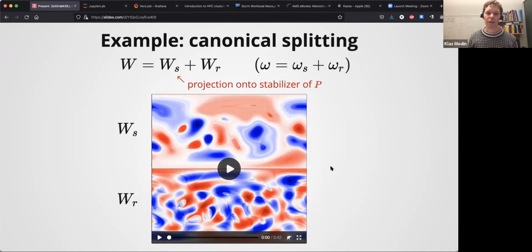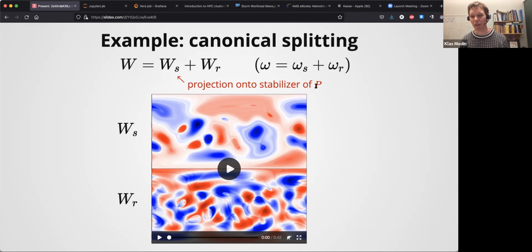So here is another thing you can do, and this comes entirely from the Lie algebra point of view. So once you have a skew symmetric matrix, and in fact we have 2 of them, because we have the vorticity matrix and we have the stream matrix as well that we get from the quantized Laplacian. So once you have these 2 objects, it's natural to take one object and project it onto the stabilizer of the other one. And then you get a splitting of your vorticity.